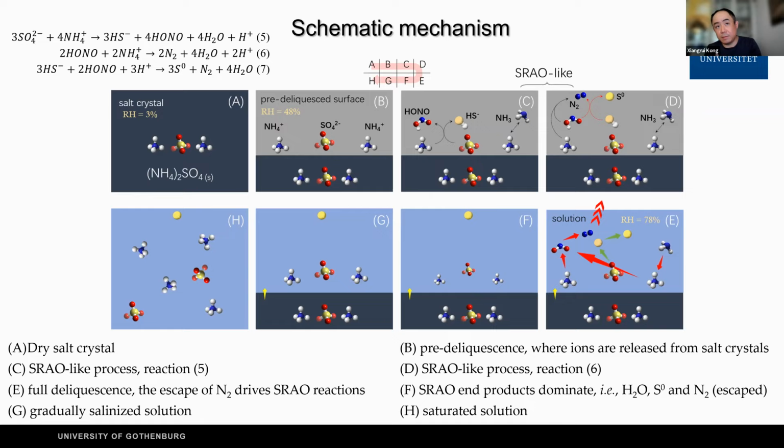And then panels C and D show the mechanism that I showed earlier, this straw-like mechanism. These two components react to form intermediate oxidized states of the different species. And these species can further react to the end products, which are elemental sulfur and also nitrogen.